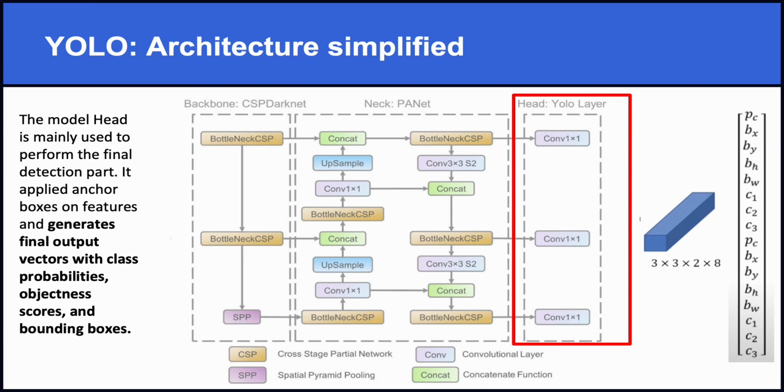And then the last part of our architecture is called the head. And the head in here is mainly used to perform the final detection part. It applies anchor boxes on features, and it generates the final output vectors with class probabilities, objectness scores, and bounding boxes. And this part of YOLO v5 is called the YOLO layer, and it is the same as the one we find in YOLO v3.